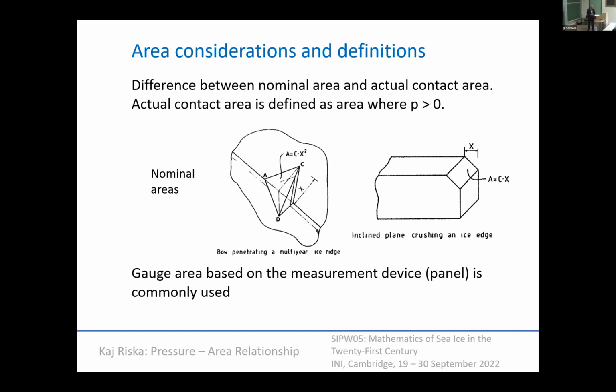Well, regarding area considerations, sometimes you have what is called a nominal area. You know the area beforehand. This is a ship, like the Kigoria case, ship ramming ice, so you know the area if you know the penetration. And it's the same with an ice edge. If you know the penetration and width, then you get the area. But these are sort of nominal areas.